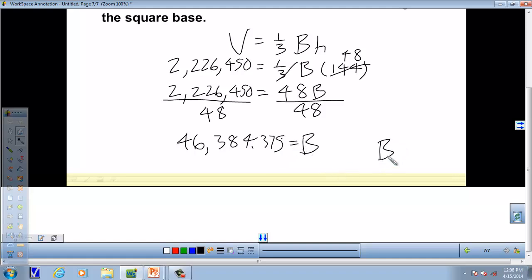Now the base is a square, therefore it would be side squared, and we want to know what the length of one of those sides is. So we're going to take that 46,384.375, and we're going to set it equal to s squared. If we take the square root of both sides, and I'll do that right now. Give me one sec. Square root.